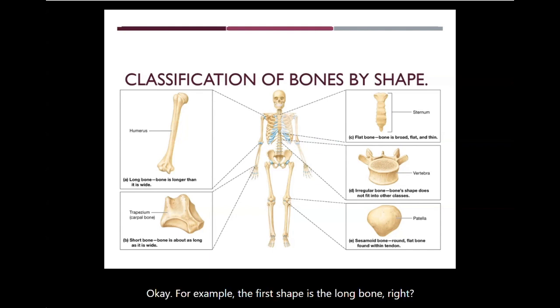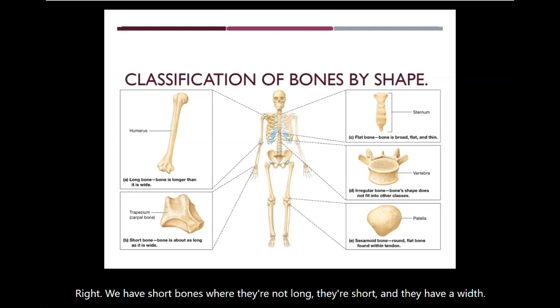For example, the first shape is the long bone, right? The long bone, you can see it's the typical bone that we know, like the typical one that we see in cartoons. It's longer than it's wide. An example of a long bone is the humerus, the upper arm.